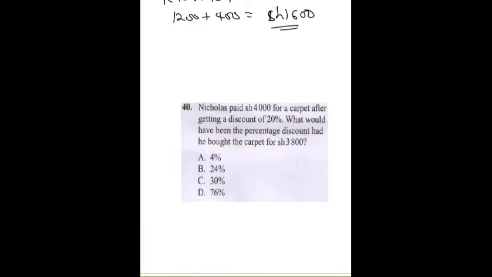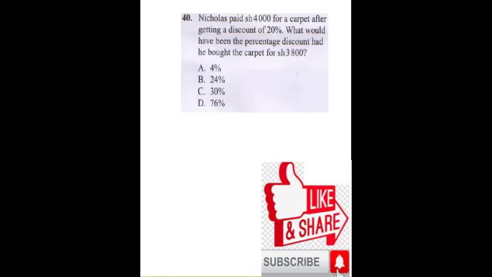So the next question says, Nicholas paid 4,000 shillings for a carpet after getting a discount of 20%. What would have been the percentage discount had he bought the carpet for 3,800 shillings?